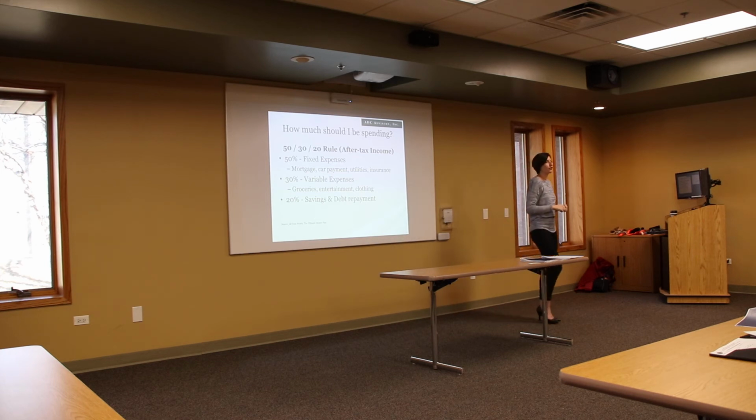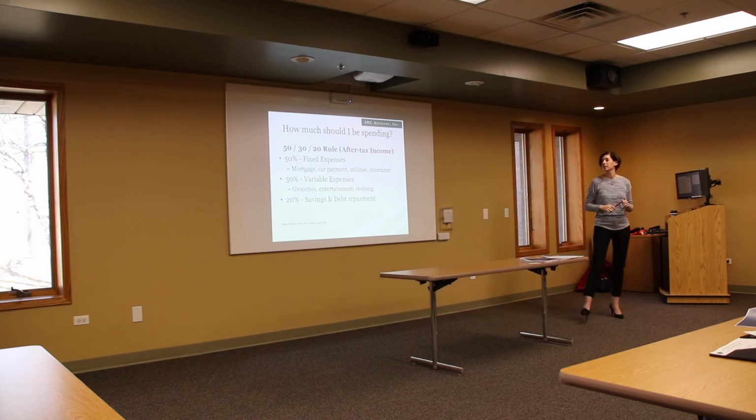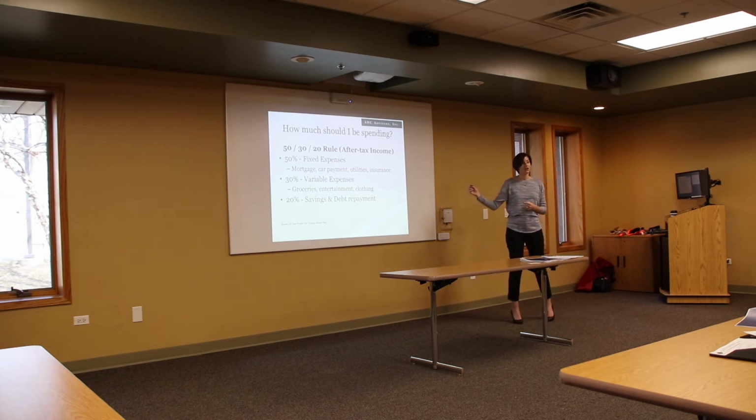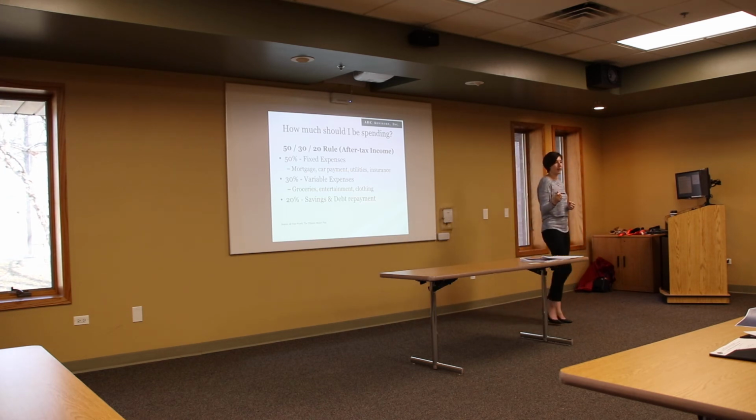30% of your take-home pay should be spent on variable expenses. Here we're looking at entertainment, clothing above and beyond the basic clothing that you would need, groceries above and beyond the basic groceries that you would need. Those types of things, cable TV, all those extras in our life that give us enjoyment and that you should be spending money on, but again, try to limit it to about 30% of your take-home pay. And then finally, the other 20% should be going towards savings and debt repayment.